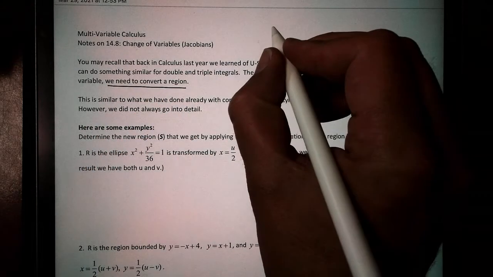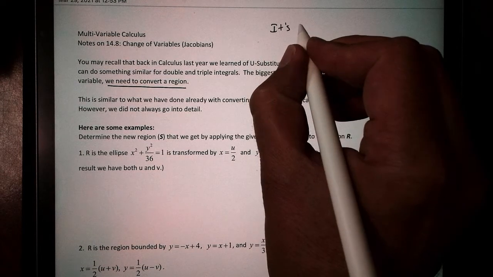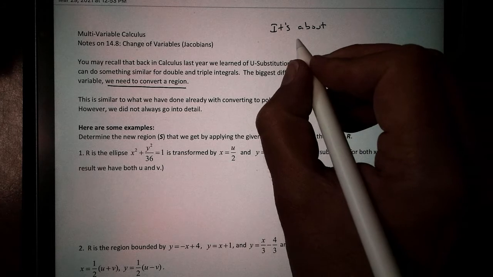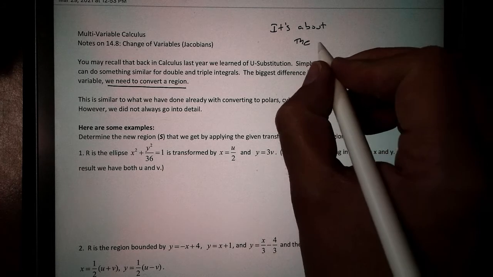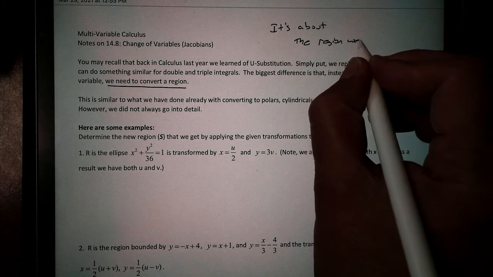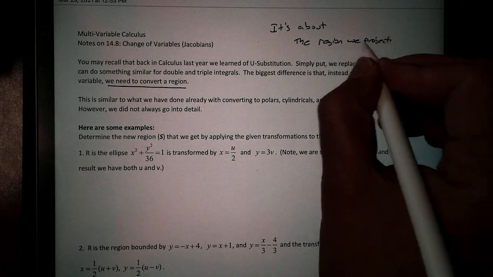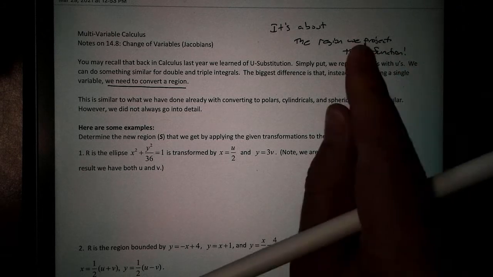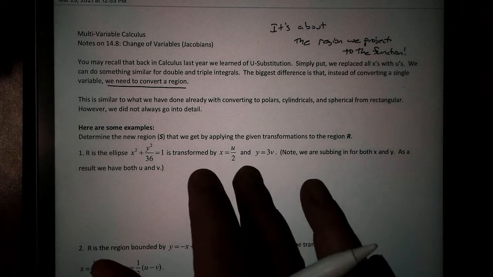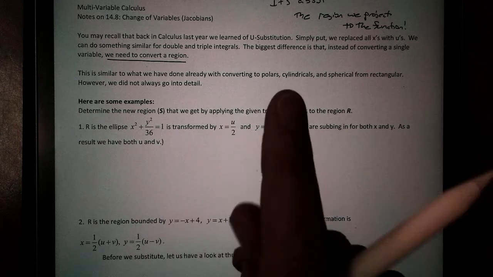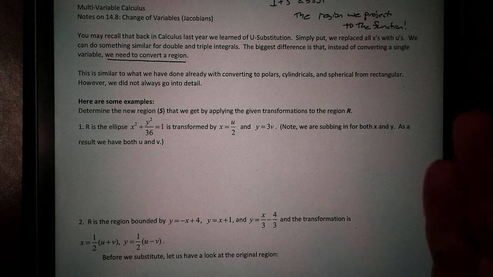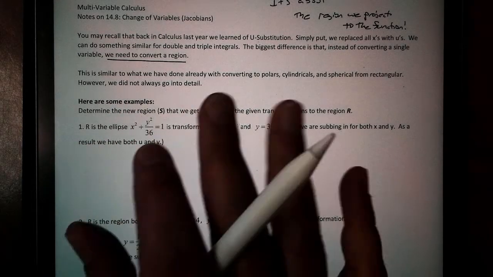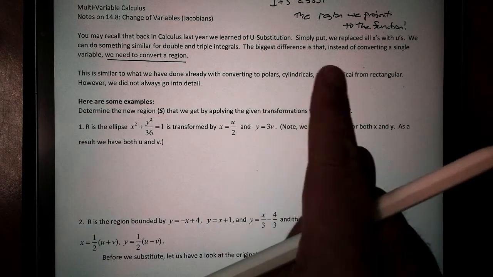So today, it's really about the region we are projecting to the function. So we're going to try to rewrite the region. This is similar to what we've already done converting to polar, cylindrical, and spherical from rectangular. However, we did not always go into the detail. We're going to come back to a lot of these later on.